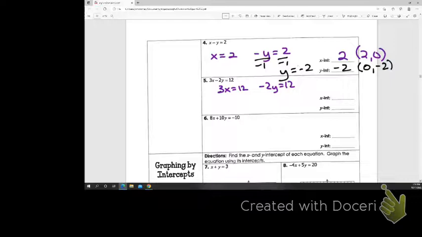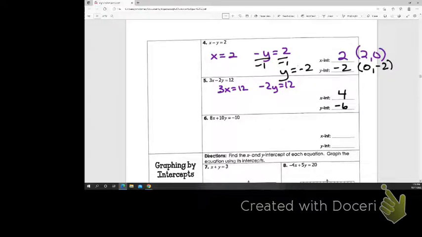So quick division, 12 divided by 3 is 4. 12 divided by -2, -6. And then I can just find those 2 points to make my graph.